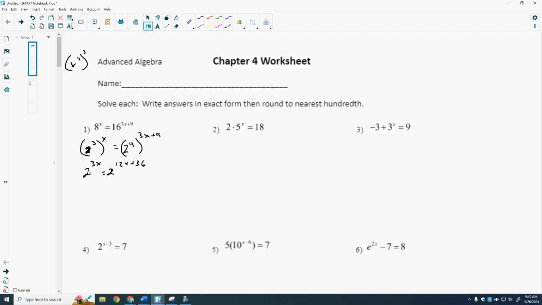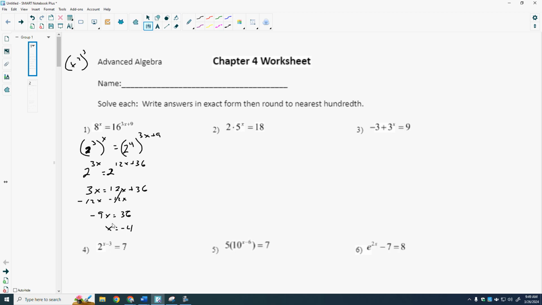Well, the only way that this can truly be equal is if the exponents are the same. I can't take 2 to an exponent, take 2 to a different exponent, and expect them to be the same value. So clearly, my exponents have to be the same. So I just drop the bases, and I ask myself the question, what value for x will make that the same? And we're back to a linear equation. Get all my variables on the same side, so I'm subtracting 12x from both sides. Divide by -9, and x equals -4.